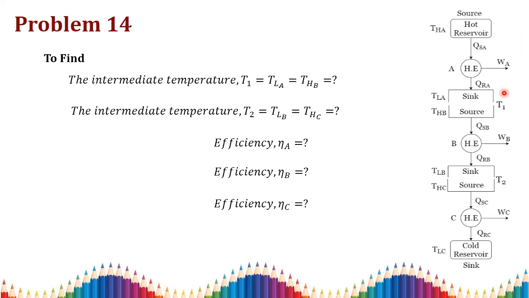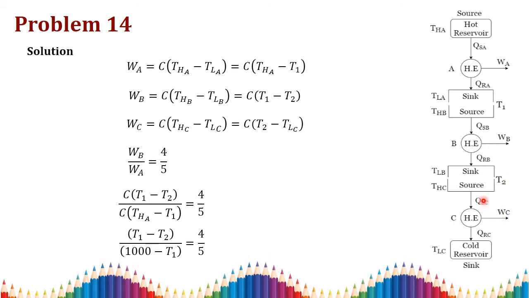So this is the schematic diagram of three heat engines connected in series. The first one is heat engine A, the second is heat engine B and the third is heat engine C. Here the sink of heat engine A acts as a source for heat engine B. We have two intermediate temperatures: T1, which is equal to TLA, which is equal to THB, and T2, which is equal to TLB, equal to THC. Again we need to find the efficiency of A, B and C.